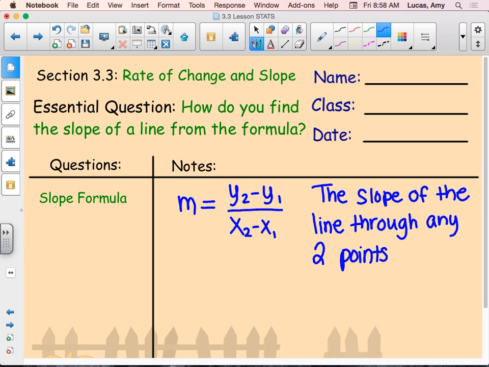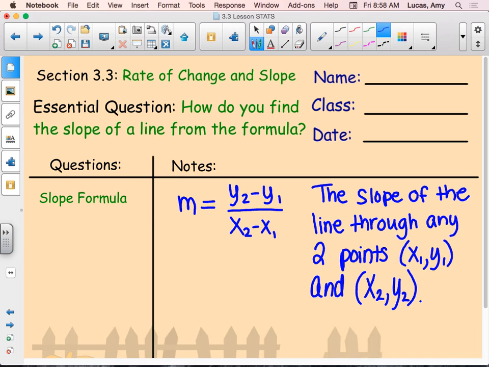And remember that those points are represented with x and y coordinates. So the first of those points, or the first ordered pair, is x1, y1. And then the second ordered pair also has an x and y coordinate, so those would get labeled with a little 2, so that you can keep them straight. So you're subtracting the y coordinates on the top of the fraction to get the rise, and then the x coordinates on the bottom of the fraction to get the run.